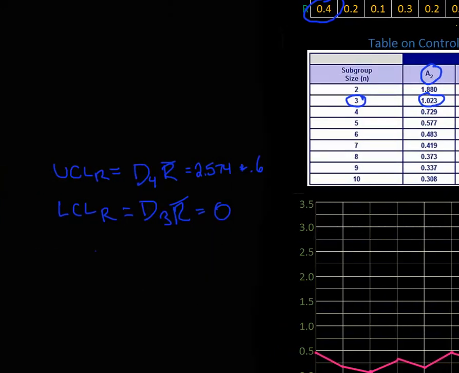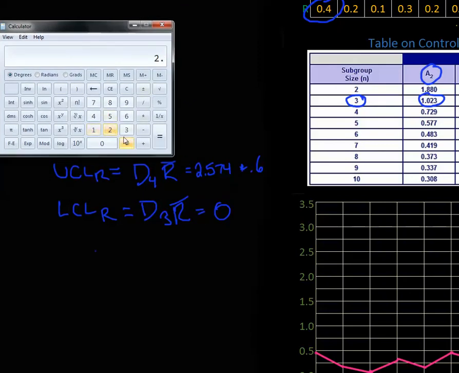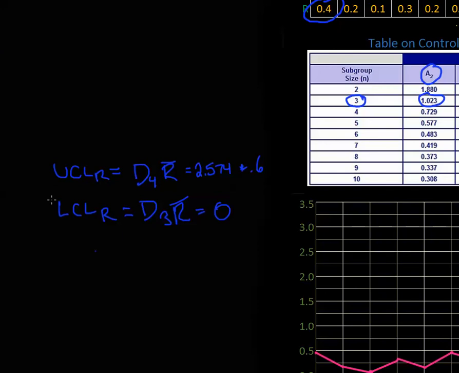So we could just do a little math here. I get my calculator out, and we're looking for 2.574 times 0.6. Okay, so that equals 1.54. So our upper control limit of our range chart is 1.54. Lower control limit equals 0.